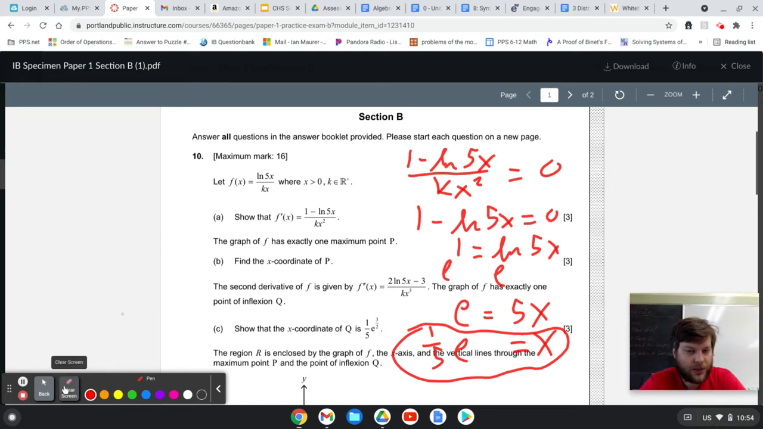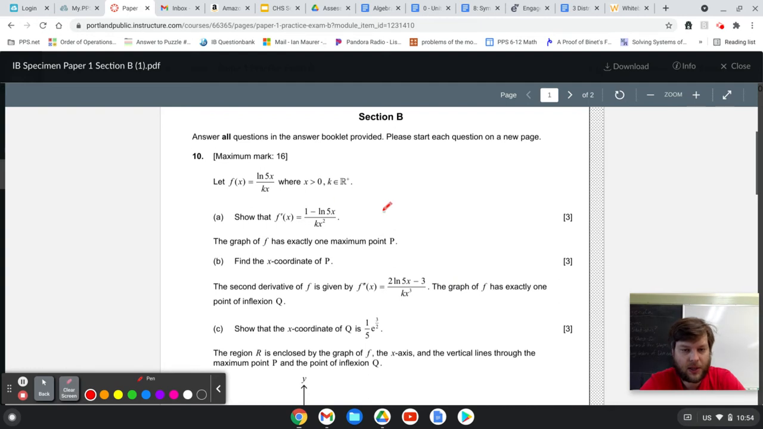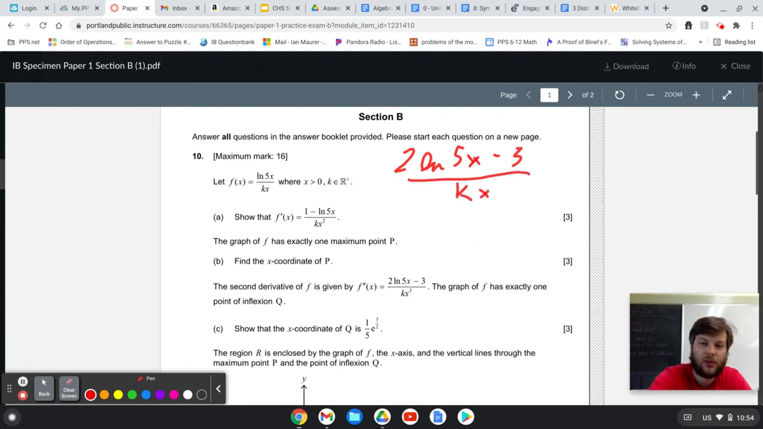Then question C, we talk about the second derivative. I guess we do not need to actually show that. It just says, here it goes. Here's the second derivative. And again, it says there is 1 point of inflection Q. So let's do the same sort of thing. Point of inflection is where the second derivative equals 0. So I'm just writing the second derivative equals 0.